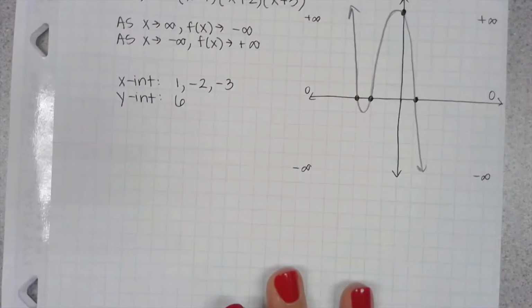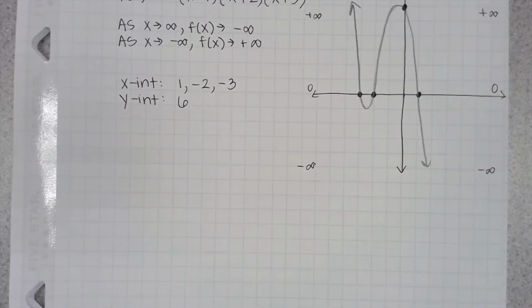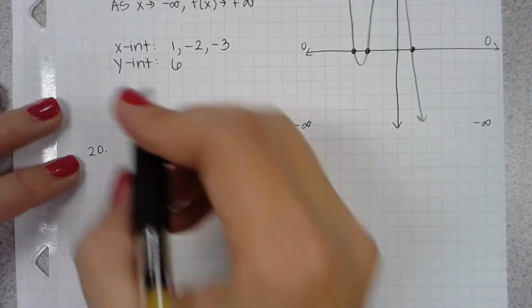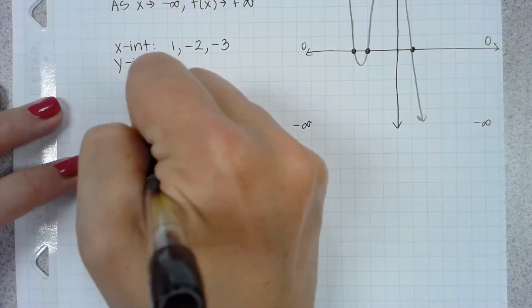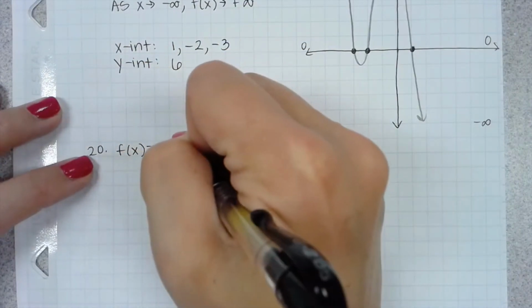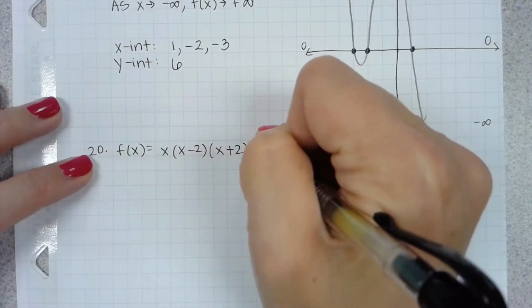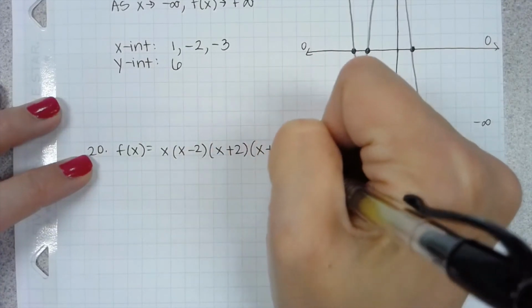This one was flipped this way to turn into this one, and then there were some other things about it that were slightly different. So last but not least, the final function that you're graphing is going to have a different shape than these two that you've graphed already. So for number 20, last one, the function is f of x is equal to, and then there's an x minus 2, there's an x plus 2, and there's an x minus 1, plus 1.